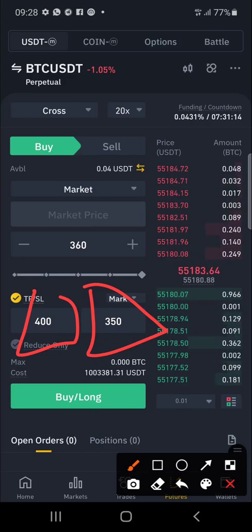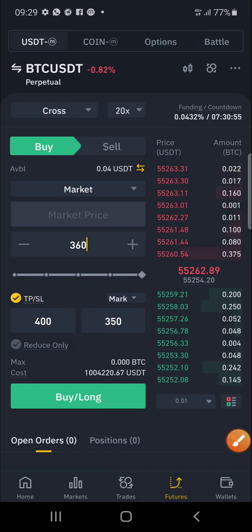So it's a fairly nice risk management, but it's not the best you should do. The best is you are risking $5 to get $40. That's the premium, the best risk management I can advise you to go with.